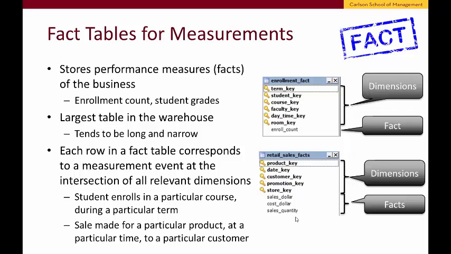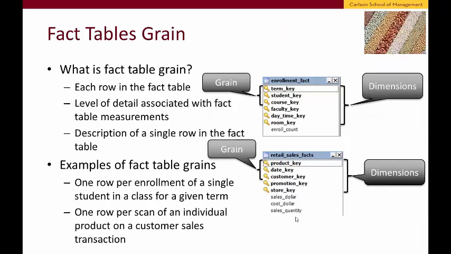Another example is a sale made for a particular product at a particular time to a particular customer in a particular store with a particular cashier and under a specific promotion. So the sales dollar and quantity as well as cost amount would be recorded at that grain level. On the previous slide, we mentioned grain levels a few times. So what is the grain level of a fact table? Fact table grain is the level of detail associated with a fact table's measurements.